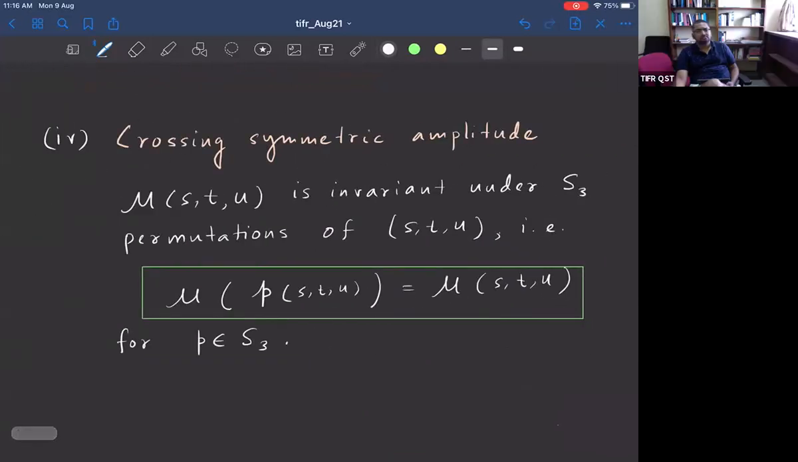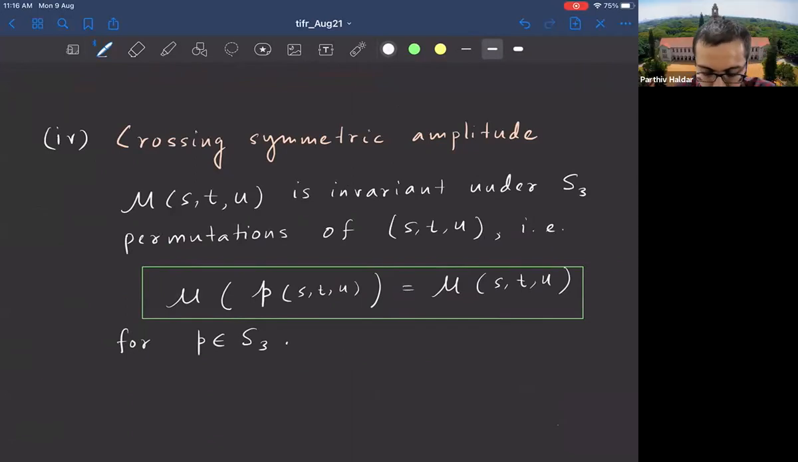And of course, the crossing symmetry has two parts. One is the existence of a crossing symmetric domain, and another is that you can actually analytically continue the amplitudes between the channels, which in this case, for identical scalars, simply reduces to the invariance of the amplitude under a permutation of s, t, u. So essentially, it's an invariance under S3, which is the symmetric group on three elements.